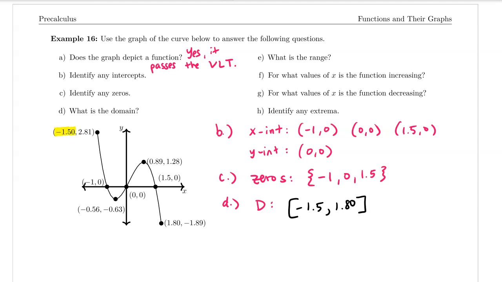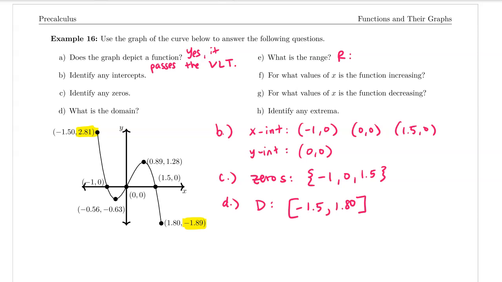The smallest x value is -1.5, and then the largest x value is 1.8. Part E asks for the range, so I'm going to fill that in here. First, we want to look at the highest y value, and that is here at 2.81, and then our lowest y value is here at -1.89.